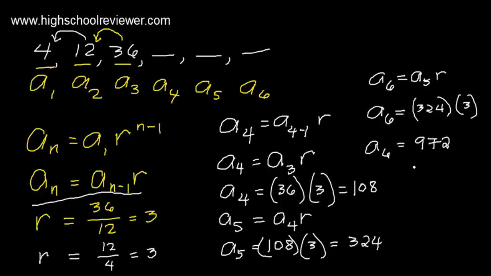972. So again, our a sub 4 is positive 108, our a sub 5 is positive 324, and our a sub 6 is positive 972. And they are our final answers.